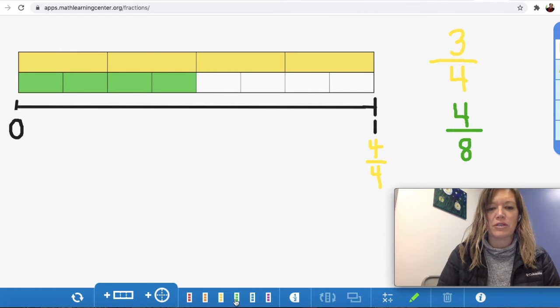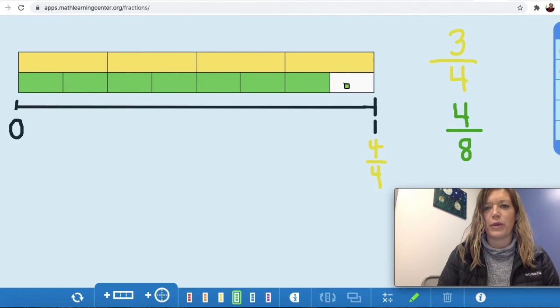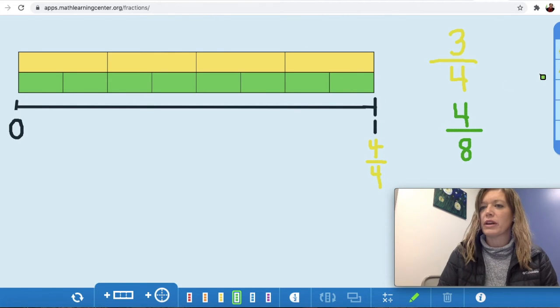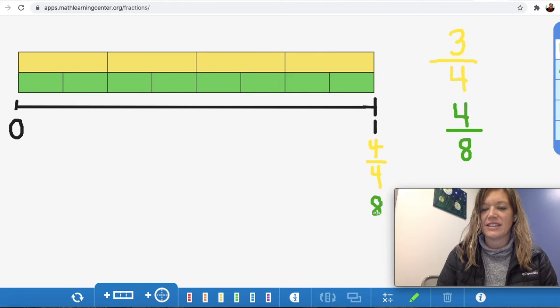What about for my green? If I fill in my green bar all the way to the end, all the way to where I fill up 1 whole, how would I write that as a fraction? Good. Did you say 8/8? Correct. We filled in 8 out of all 8 parts, and this would be all the way at the end of my number line to show 1.